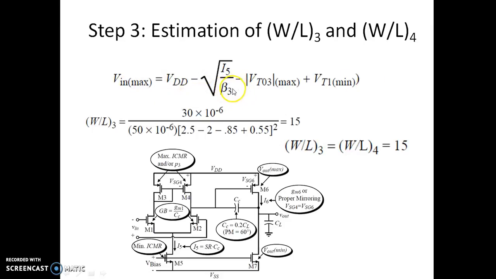So this beta 3 is also written in terms of mu p Cox and W/L of 3. We ultimately get the expression of W/L of 3, which is this expression. Upon substituting this, W/L of 3 happens to be 15. W/L of 3 is also equal to the ratio of the fourth MOSFET, which happens to be 15 as well. Beta 3 is mu p Cox into W/L of 3.